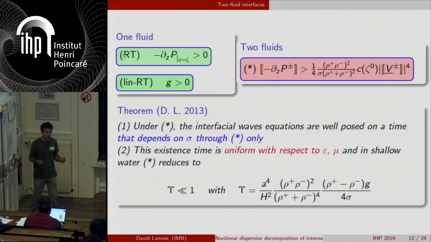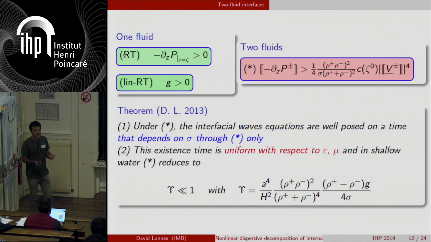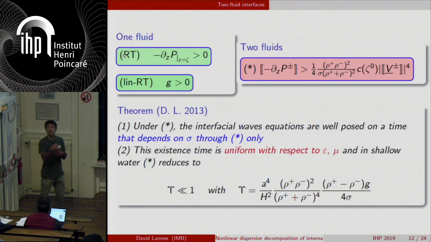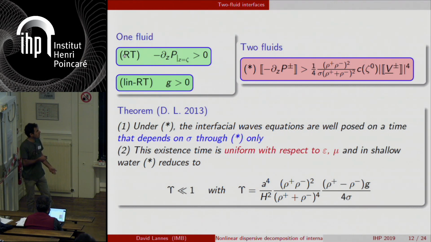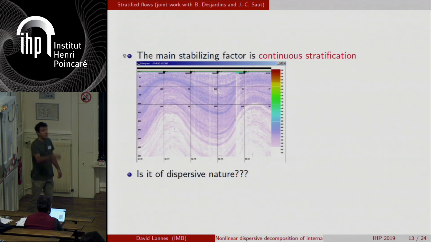So of course you could use this formalism and add some surface tension coefficient and match it with your experimental data in order to model what happens by a two-fluid model with surface tension, but this is not really what happens. What happens really, and this is what I'm going to do now, is that you have a continuous stratification of the density of the water, and you must be able to understand what happens. So this is a joint work with Benoît Desjardins and Jean-Claude Saut.